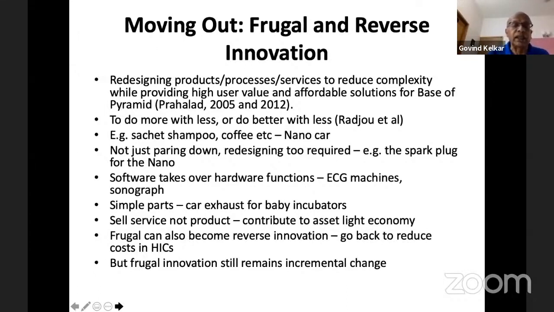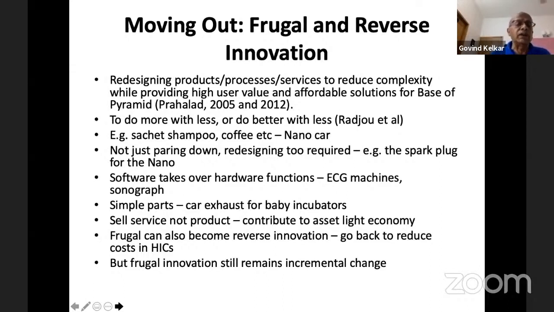One thing that is in favor of countries like China and India is that we can carry out what is also called frugal or reverse innovation. What is frugal? Frugal means, as the second line shows, to do more with less or to do better with less. For instance, the Nano car is a very frugally designed car, simply basics. The shampoo sachet or the coffee sachet is a small value product which can, however, have a large market in a low income country.